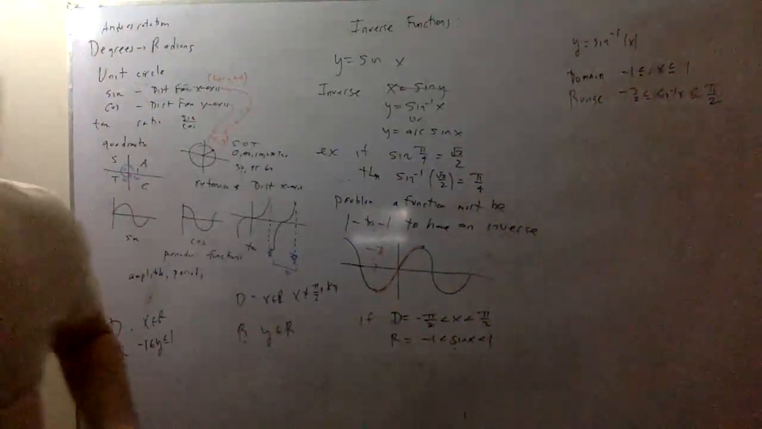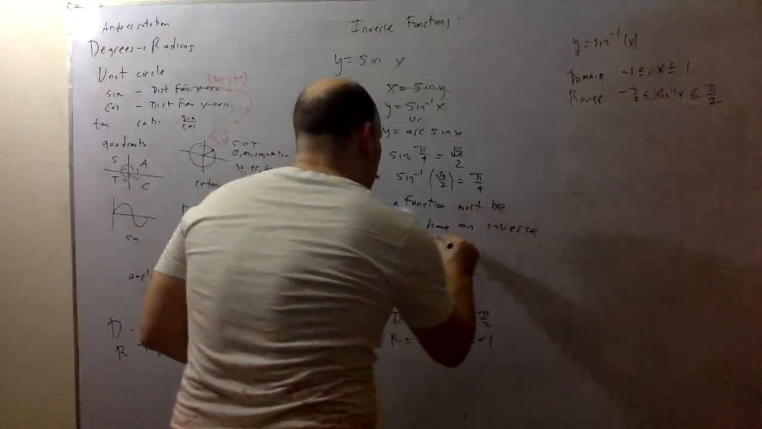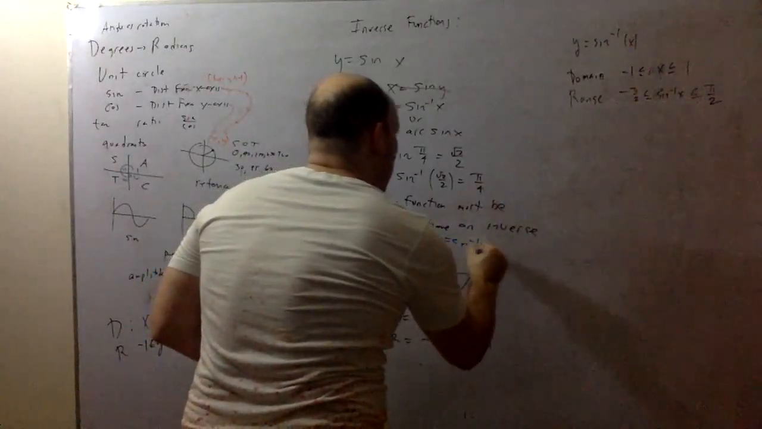Well, we know we can just switch the x and the y's. So we kind of know what it looks like. It kind of looks something like this. So this is the inverse. That's the inverse function. That's y equals inverse sine of x.